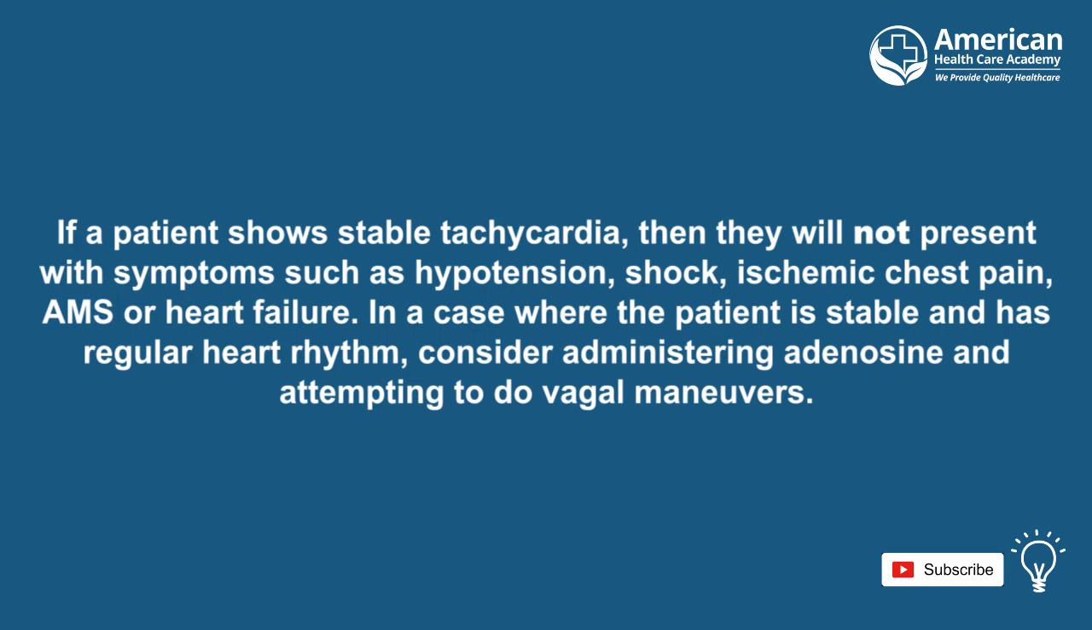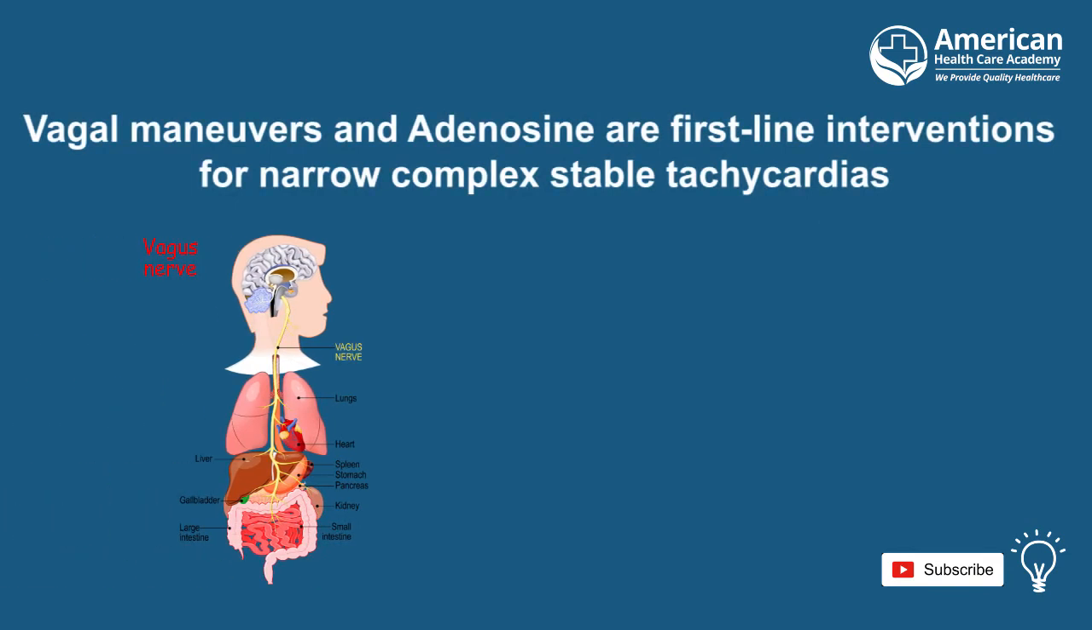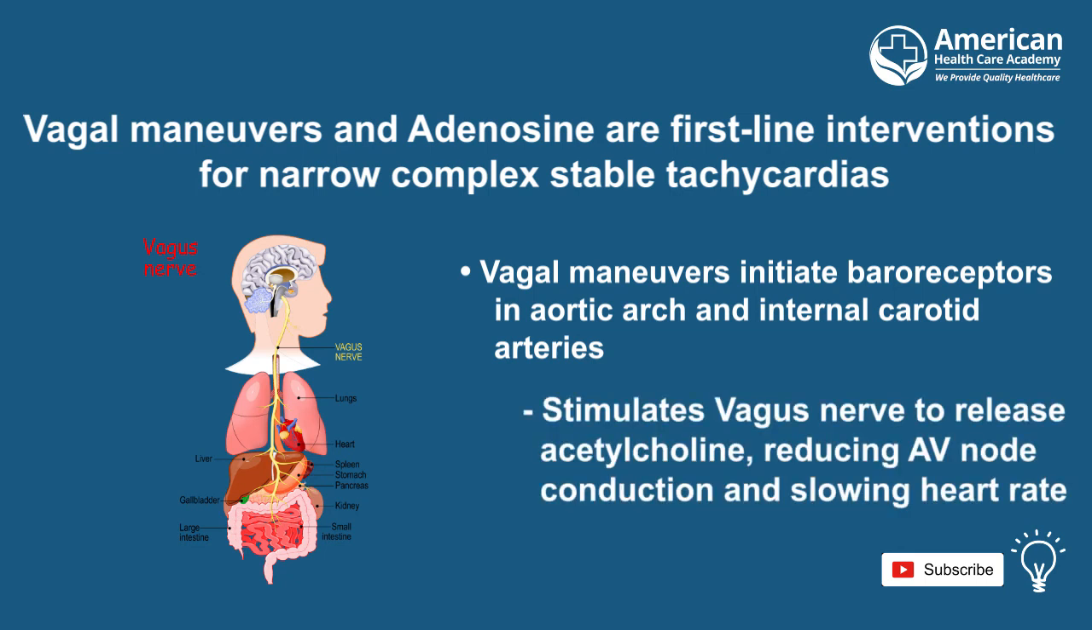In a case where the patient is stable and has regular heart rhythm, consider administering adenosine and attempting to do vagal maneuvers. Vagal maneuvers and administration of adenosine are the first-line interventions for narrow complex stable tachycardias. These maneuvers stimulate baroreceptors in the aortic arch and the internal carotid arteries, which then cause stimulation of the vagus nerve, which releases acetylcholine. The acetylcholine reduces AV node conduction, and that eventually slows down the heart rate.